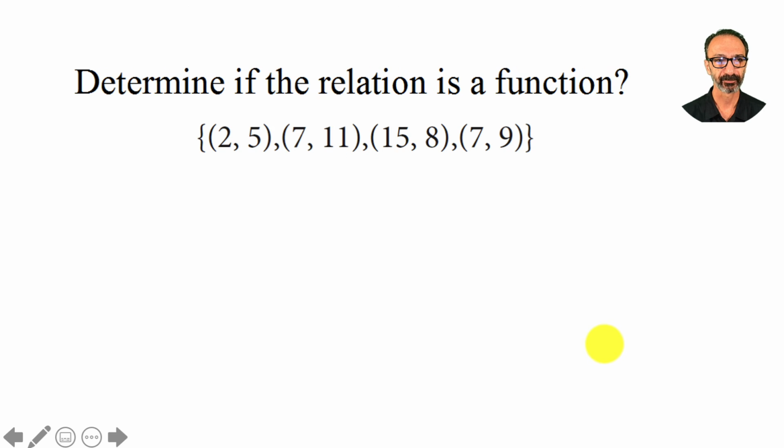3 is going to 4, 4 is going to 5, 5 is going to 6. Every input has exactly one output, so it's a function. Another example. Let's look at it as a mapping concept. 2 is going to 7, 7 is going to 11, 5 is going to 8, 7 is going to 9.